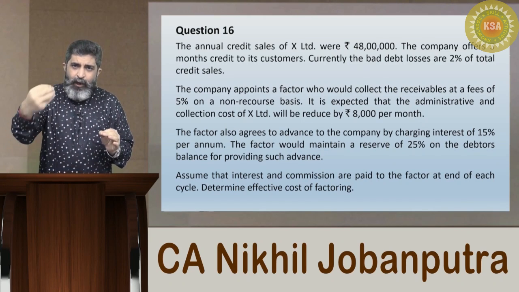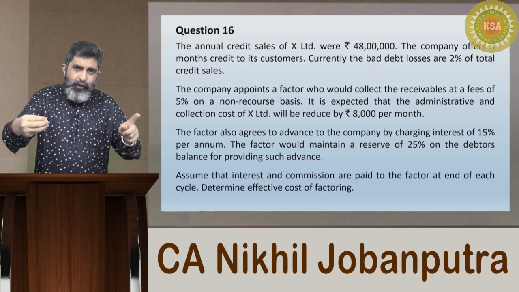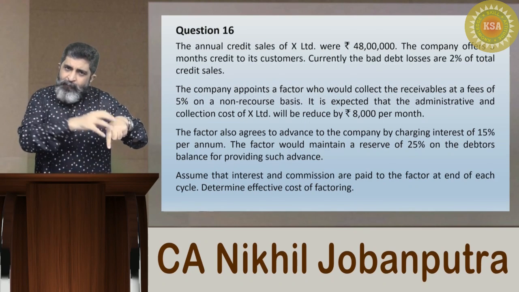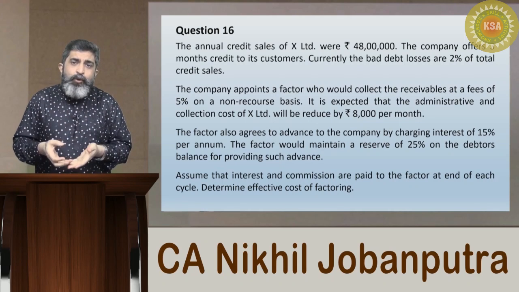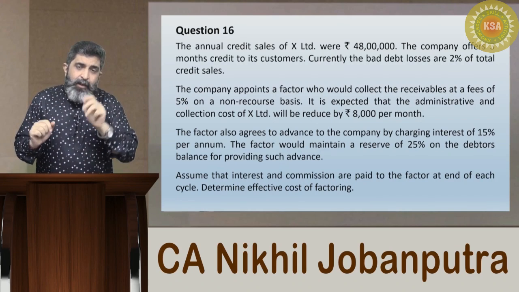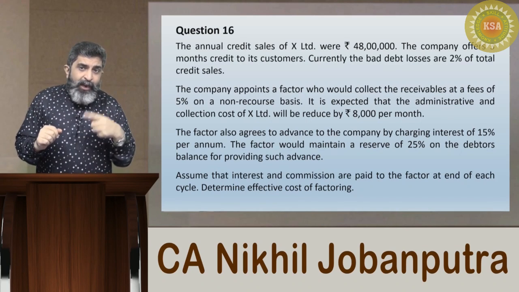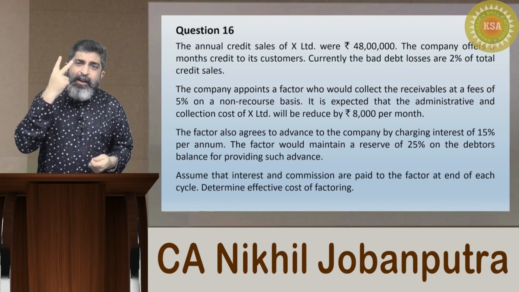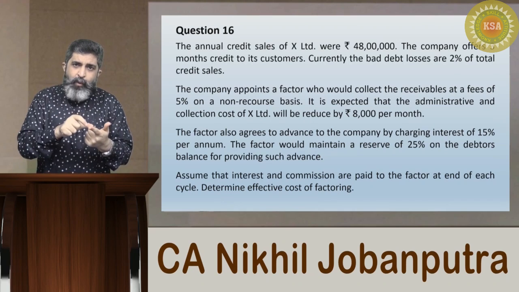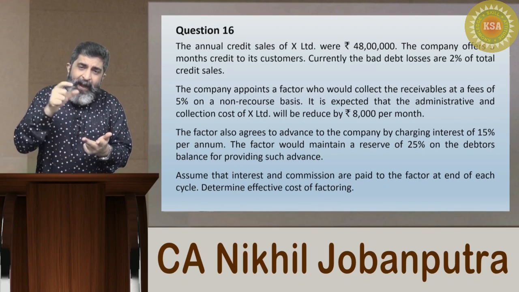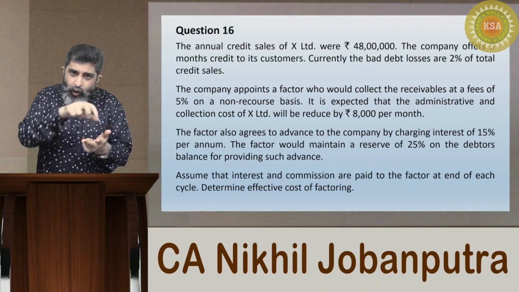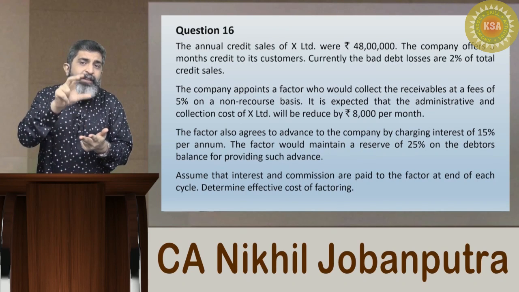So I have made a sale of 12 lakhs and asked my factor to go and collect that 12 lakhs. The factor already paid me 9 lakhs as advance. So now the factor has yet to pay another 3 lakhs. But what will happen by the end of the cycle? The factor will deduct two things. Number one, the factor will deduct his fees. Number two, the factor will deduct interest on that advance out of that 3 lakhs.